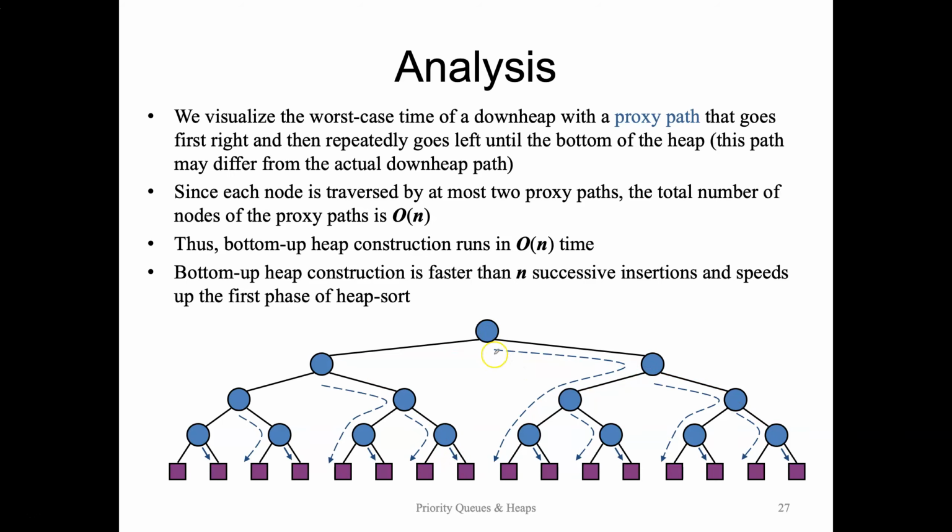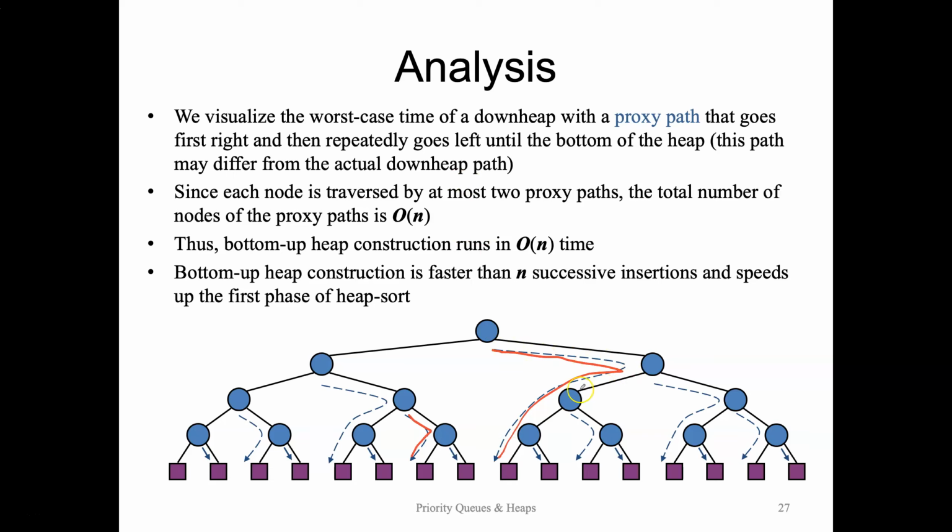So we're going to choose to visualize this for every node. Let's imagine a proxy path which goes first to the right and then all the way to the left. So each node goes to the right and then all the way to the left. This is a proxy path of when we use that node in order to merge together two heaps, where it would have to down heap bubble. So this isn't the exact path that it would take. We're just going to visualize it this way because we don't care about which path it takes, we just care about how many swaps will occur, and the same number of swaps will occur no matter which path it is.